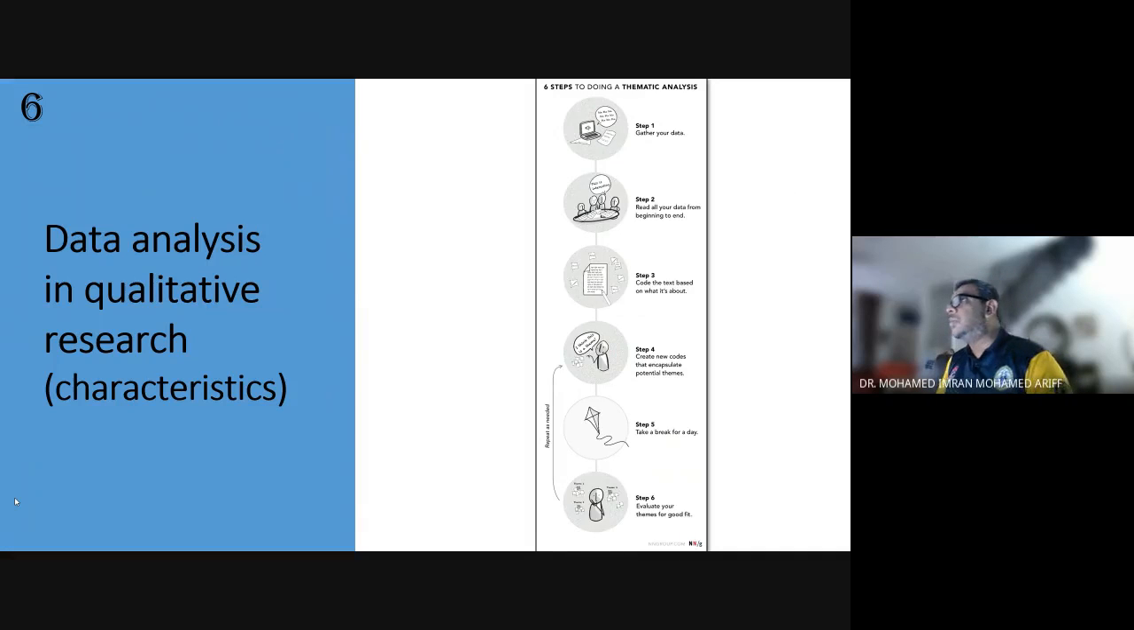Can you see this? Nampak 6 steps to do thematic analysis. Gather your data. Read all your data from beginning to the end. Maksudnya you dapat code the text based on what it's about. Create new codes that encapsulate potential themes. Number 5, take a break and then evaluate your themes for good fit.